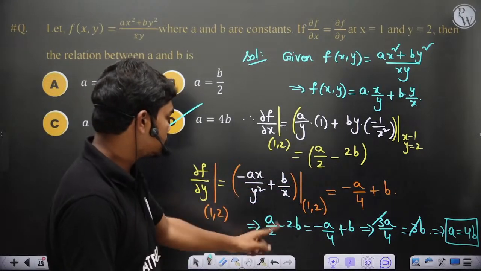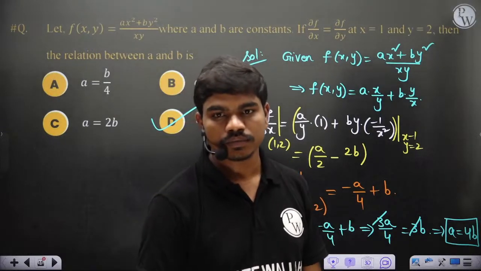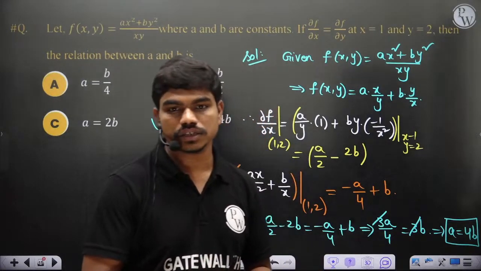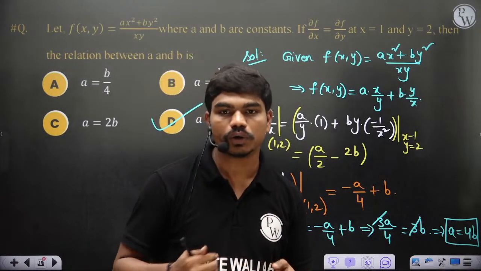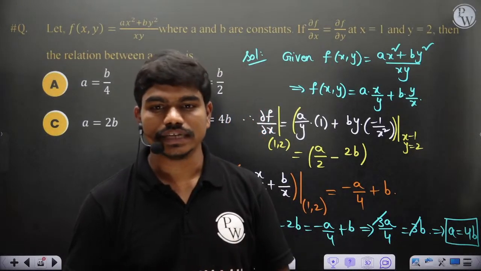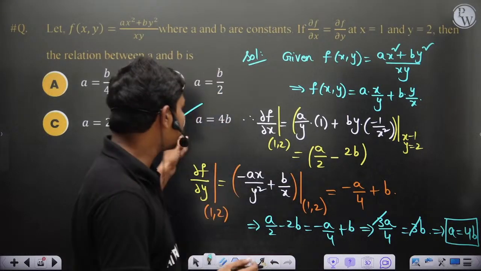If you equate these two, 3a by 4 equal to 3b. Okay, a equal to 4b is the correct answer. What made you think that b is the correct answer? Any one of you? Because many of you have made the same mistake. Okay, so I want to know what is the mistake. I can maybe clarify it. Come on, please tell me. A equal to 4b is the actual answer in this case.